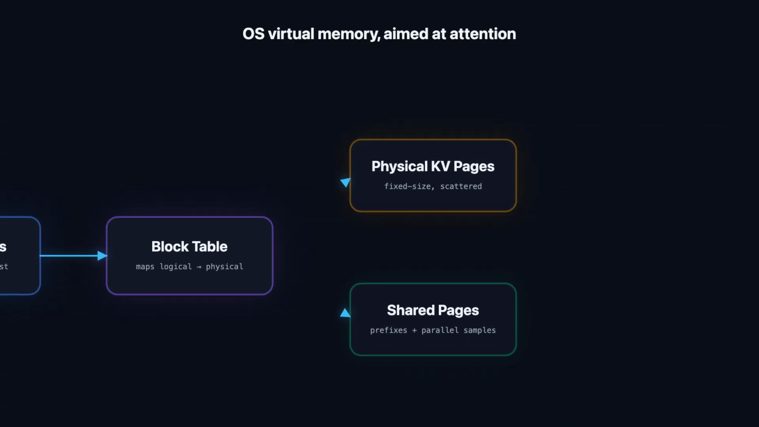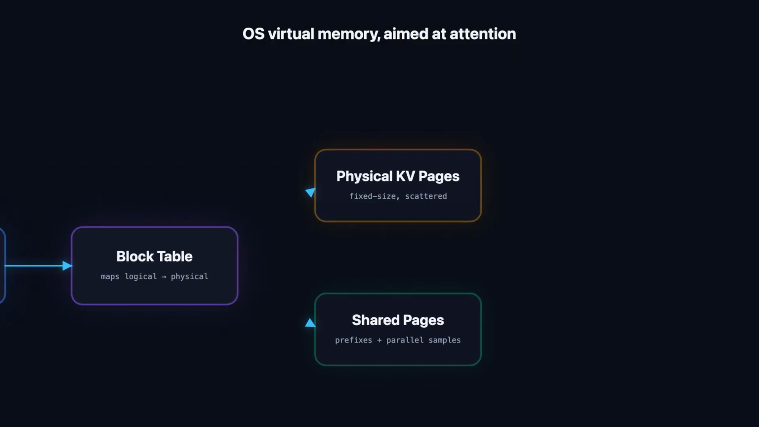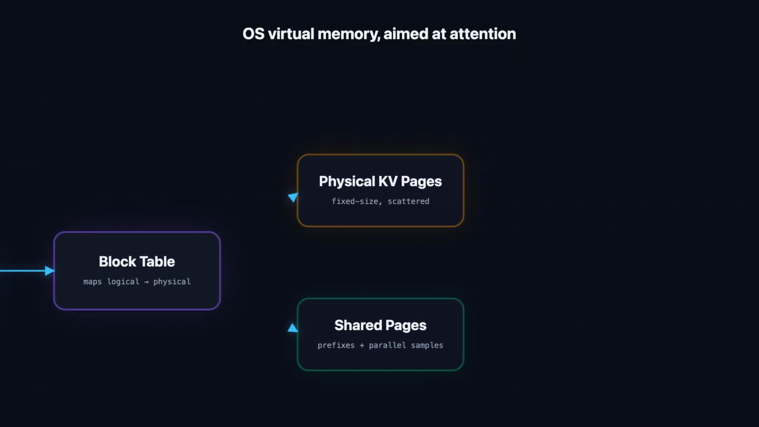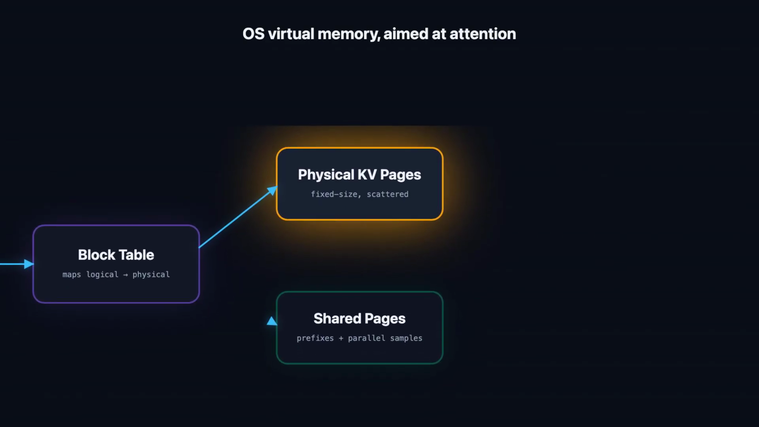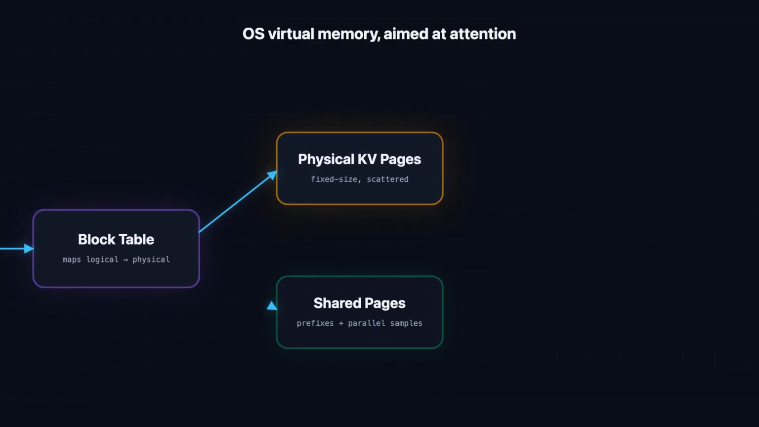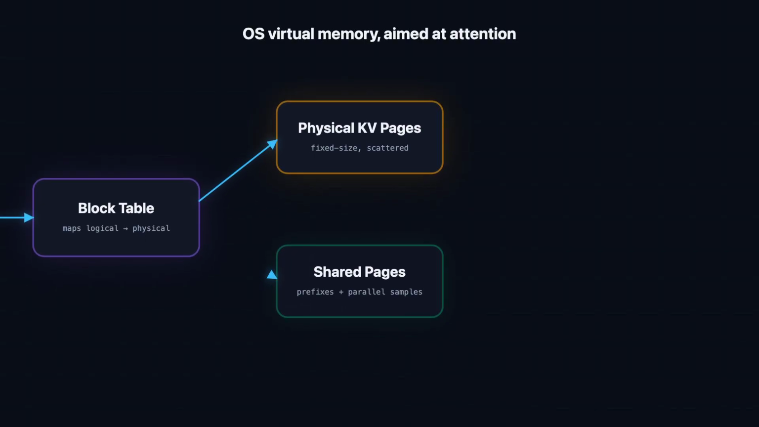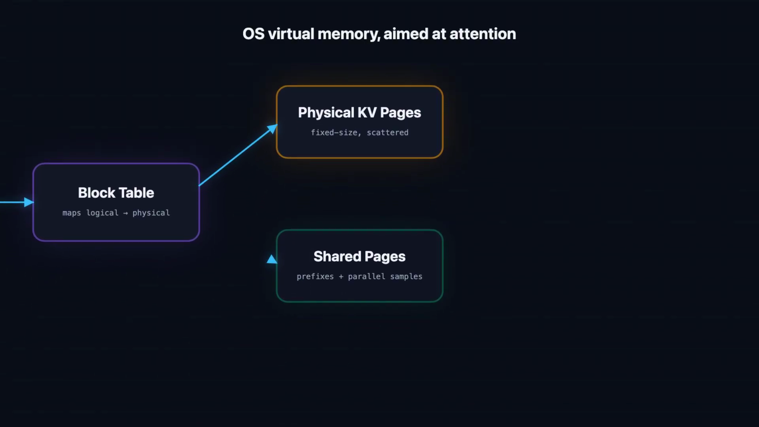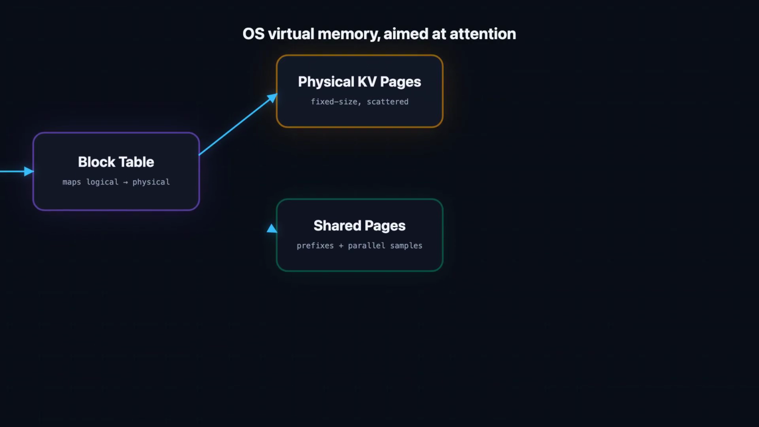This is exactly the indirection an operating system uses for virtual memory, just pointed at attention keys and values instead of program data. The real keys and values live in fixed-size physical pages, scattered wherever there was room. Because they no longer need to be neighbors, the allocator can pack them tight, and fragmentation drops to almost nothing.